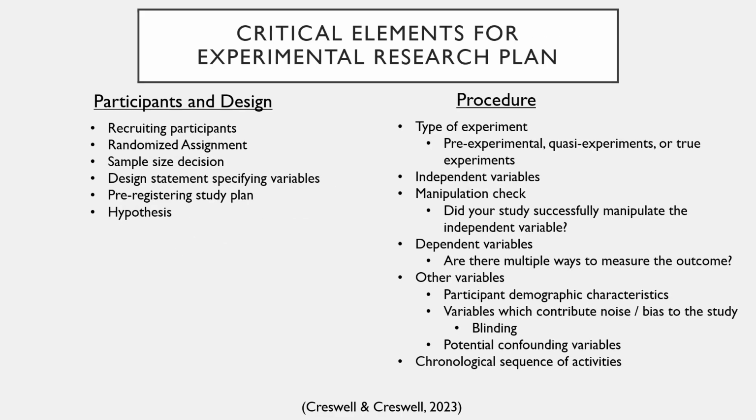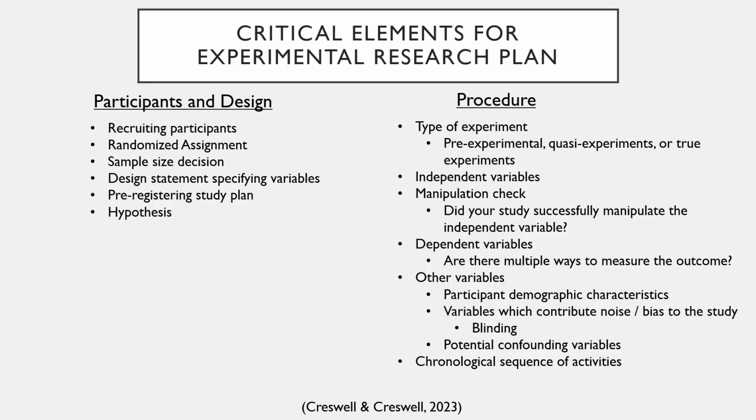Now, moving into the critical elements for an experimental research plan, we're going to start with your participants and design. So you need to include how you're going to recruit participants, and in this you need to include any inclusion or exclusion criteria. For example, if the participants must be 18 years or older, and if they must speak English, are two examples of criteria that you could include.